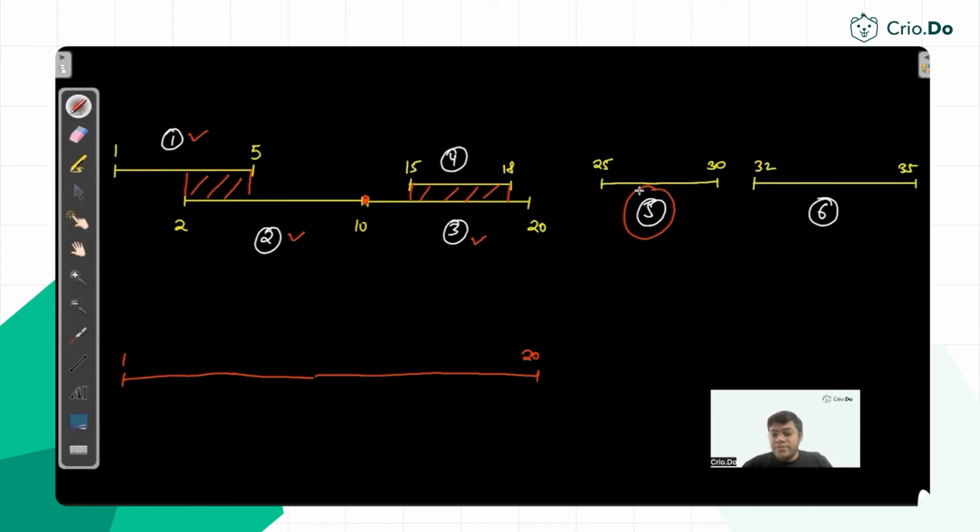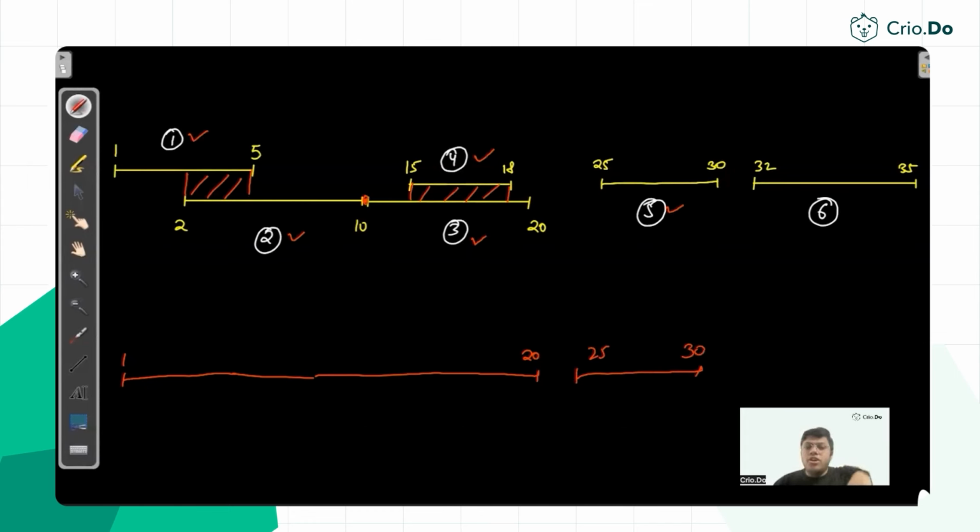Now, next interval, the fifth interval. This is done. We have merged it, just discarded it. This fifth interval is starting at 25. The last interval in the output was ending at 20. So the previous interval ended at 20, and the current interval starts at 25. There is a gap. If there is a gap, they are non-overlapping. So just simply push the current interval in the output. That is 25 till 30.